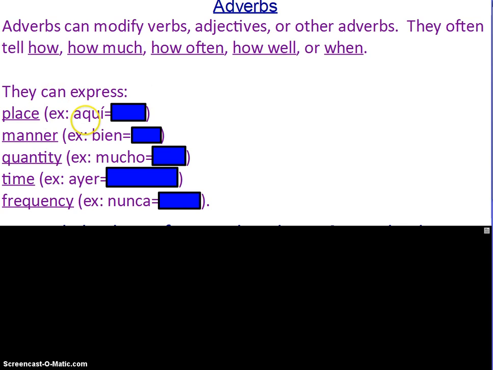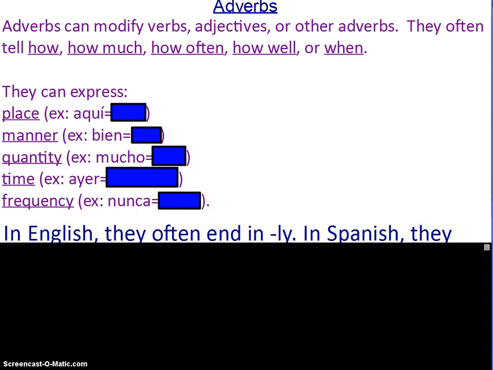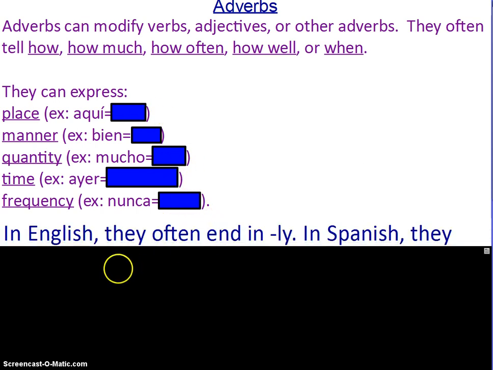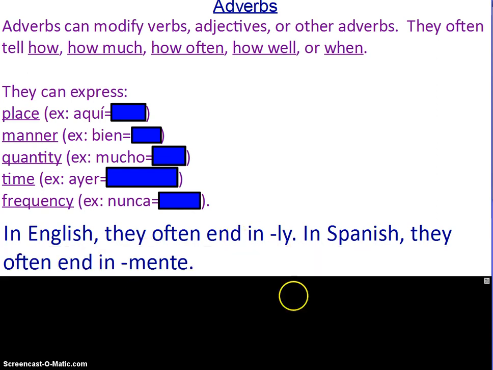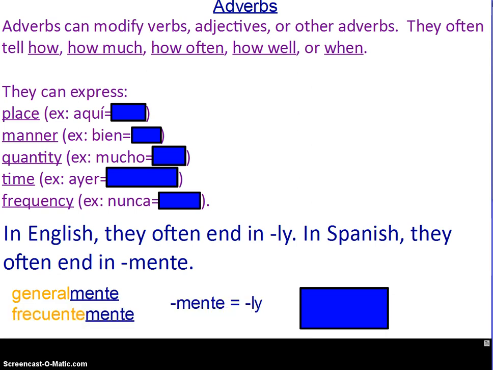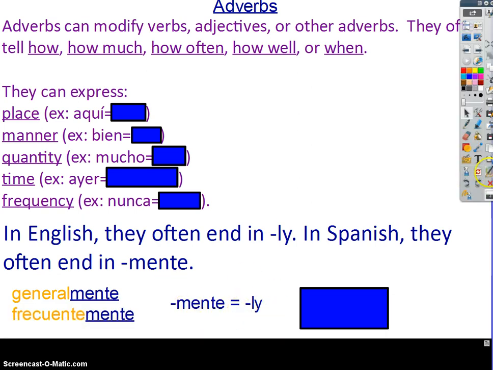That's what the EX stands for: aquí, bien, mucho, ayer, nunca, and of course, I want you to fill in what these words mean, if you can, in your notes, and we'll talk about them when we go over them. Here's our main focus though. In English, adverbs often end in ly, and in Spanish, they often end in mente. So therefore, mente equals ly in English.